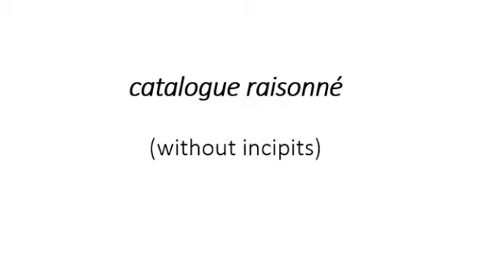Another type of index, the catalog raisonné, is used in the same way. The only difference between a thematic catalog and a catalog raisonné is that the former identifies pieces by means of musical incipits, while the latter uses some other means to identify pieces.